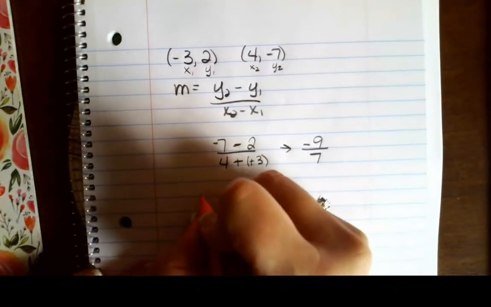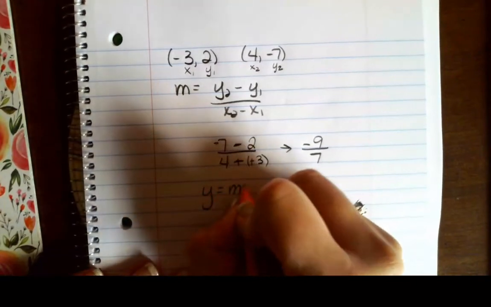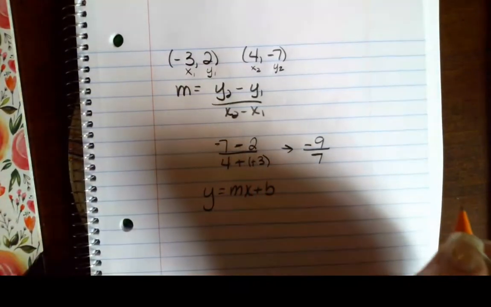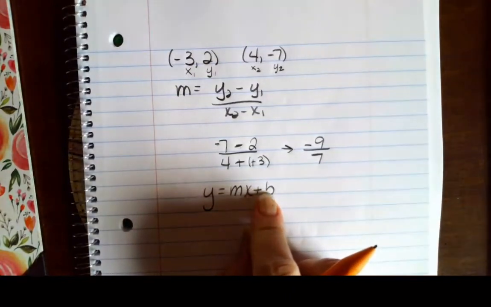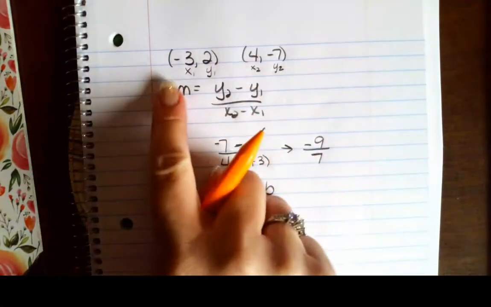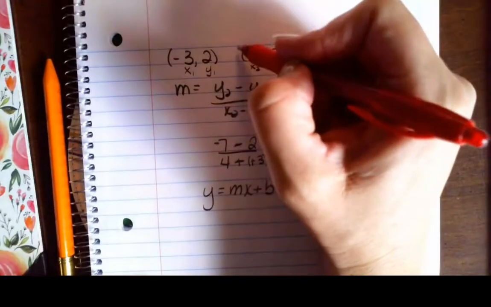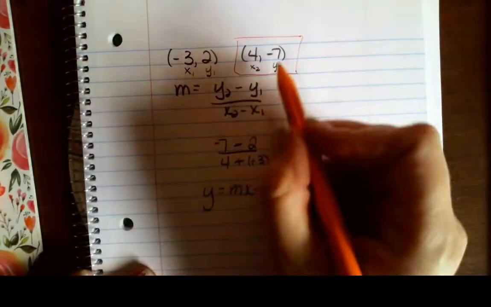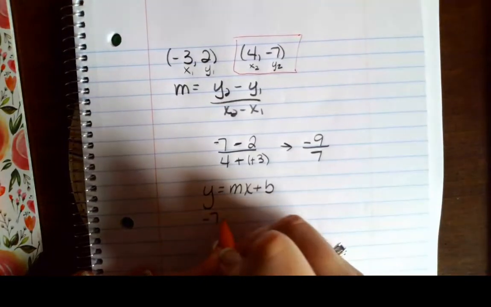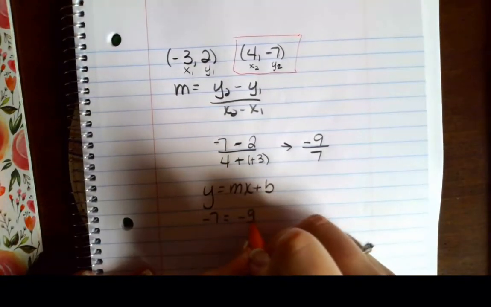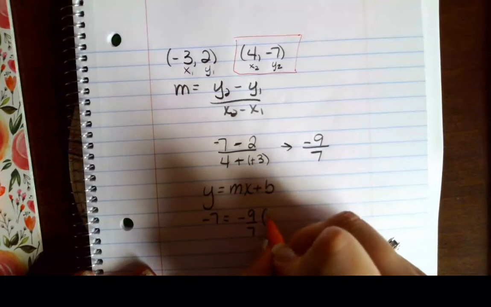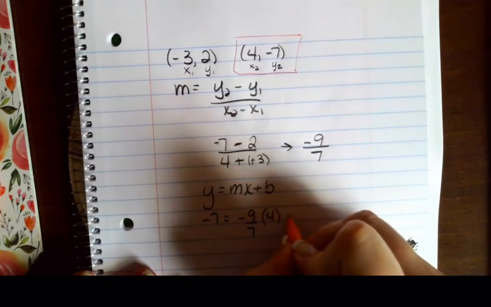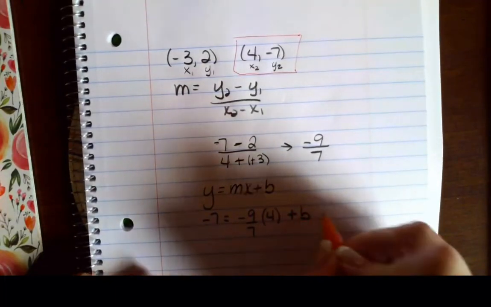So looking at this, I now have y equals mx plus b, and I want to find out what b is. So I'm going to grab either point. Just for fun, we'll grab the second point. So my y is going to be negative 7 equals negative 9/7 times x, which is 4, plus b.